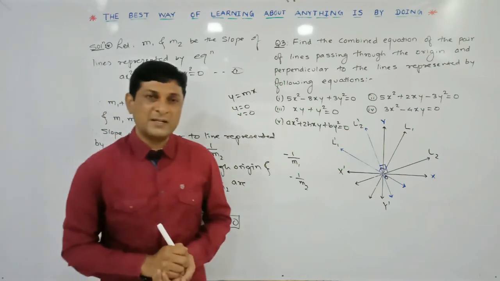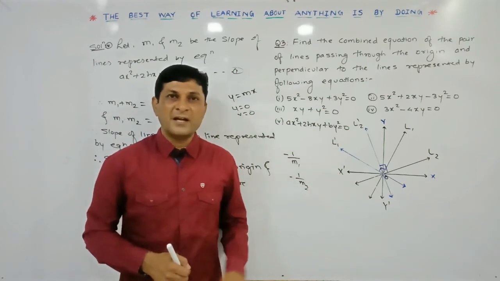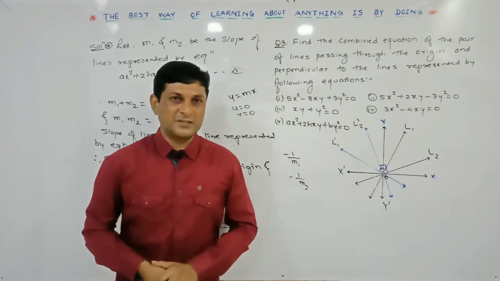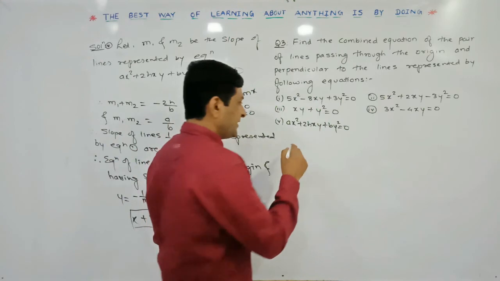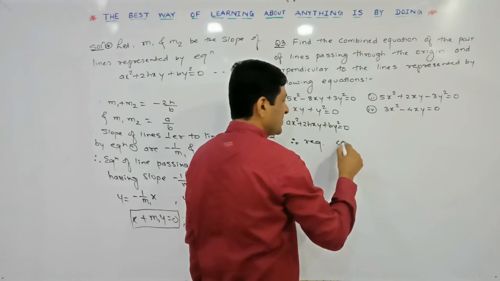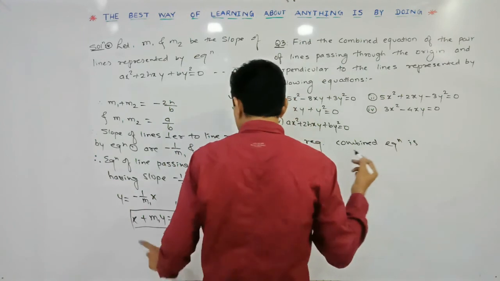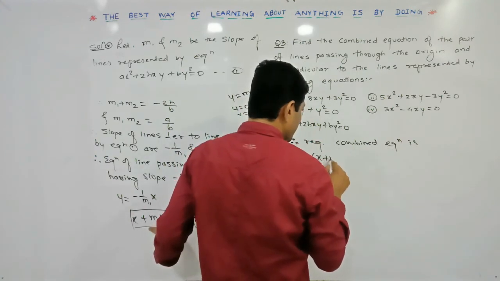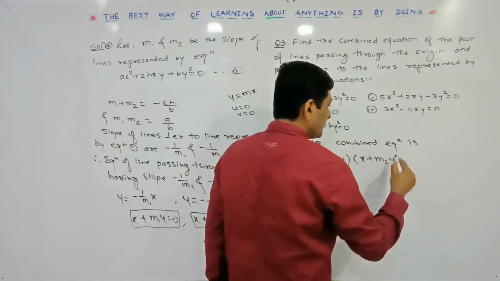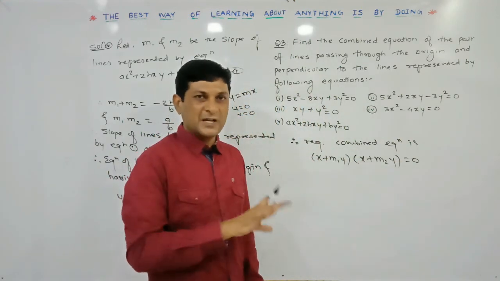While solving the example, it is not necessary to draw this figure. I have constructed this figure just for your understanding, so that the concept will be clear to you. Therefore the required joint equation, or combined equation, is: the equation of our first required line is x plus m1y, and the equation of the second line is x plus m2y. The equations of both lines are already known to us. Just by taking their multiplication we find our required joint equation.